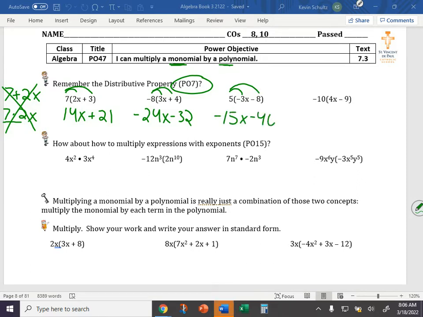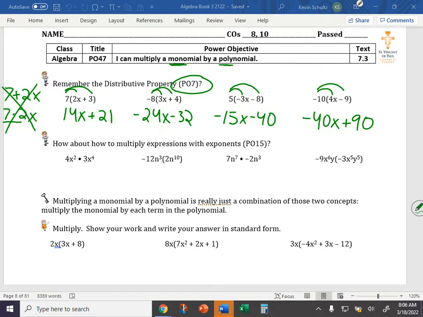Negative 15x minus 40. And lastly, negative 10 times 4x minus 9. Tell me what I get. Max? Negative 40x plus 90. Negative 40x plus 90. That's negative 10 times negative 9. So you've done that before, right? If you are comfortable with the distributive property, you've already got half of PO47 down.